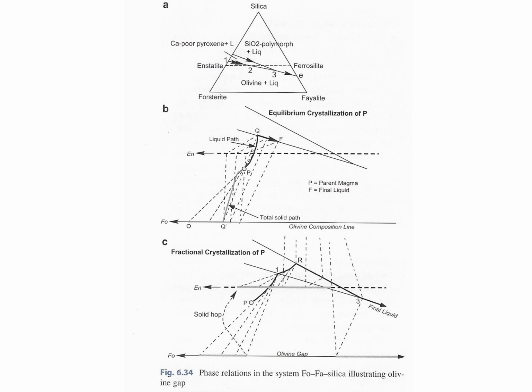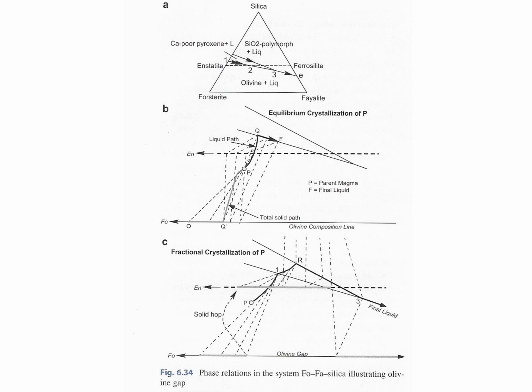So now we have here the next diagram. Number A, we have here the triangle diagram, silica, forsterite, fayalite. And here we have the crystallization trend of enstatite. From 1 over 2 to 3, we have here olivine plus liquid. Then we have silica, the SiO2 polymorphs plus liquid. We have here a calcium-poor pyroxene plus liquid.